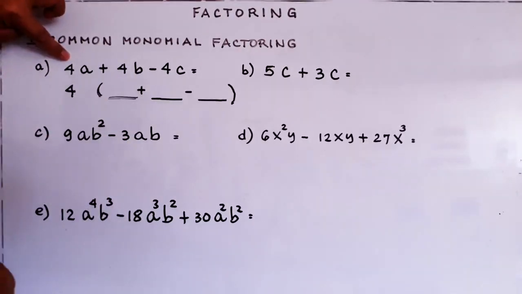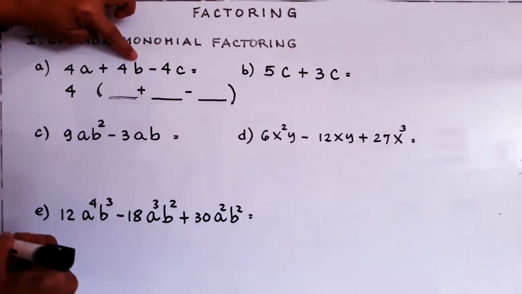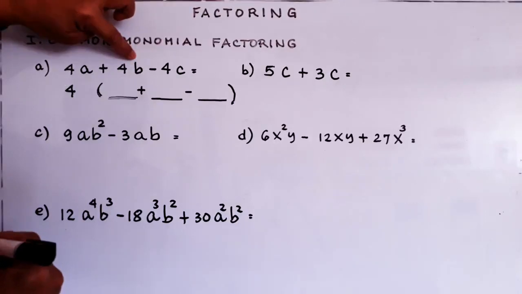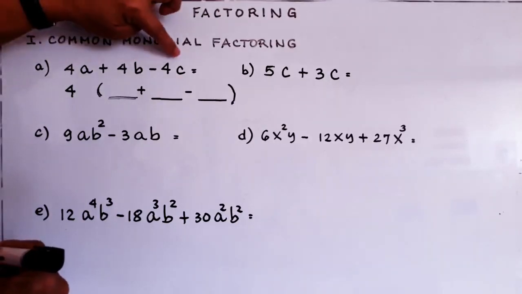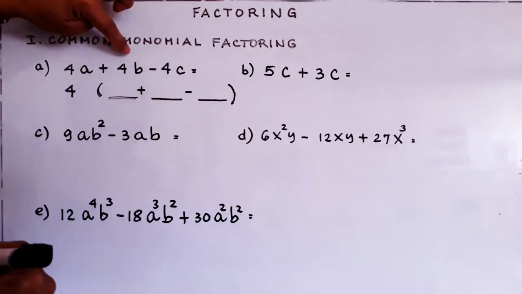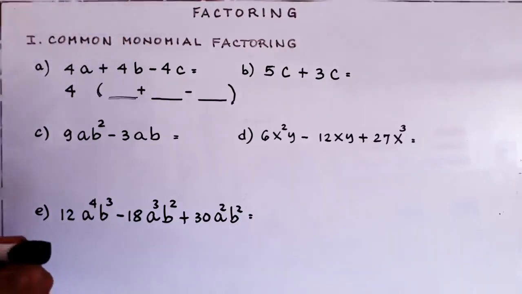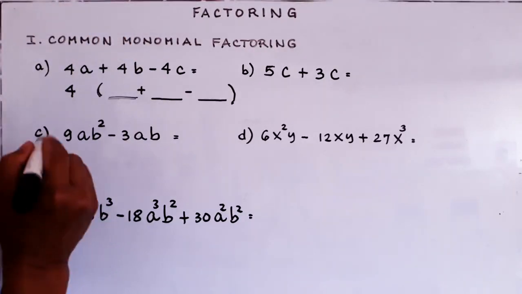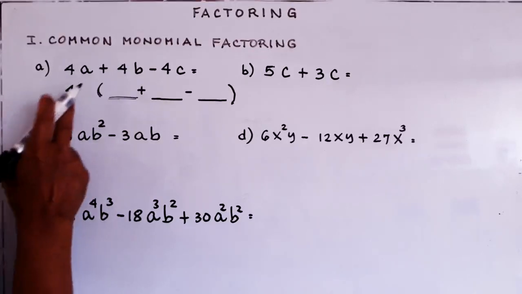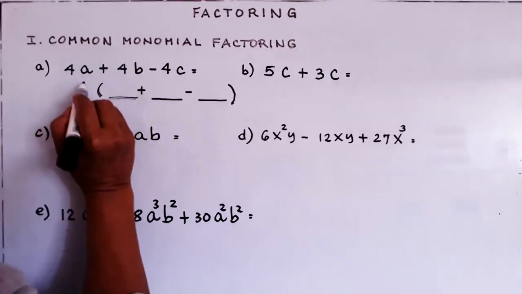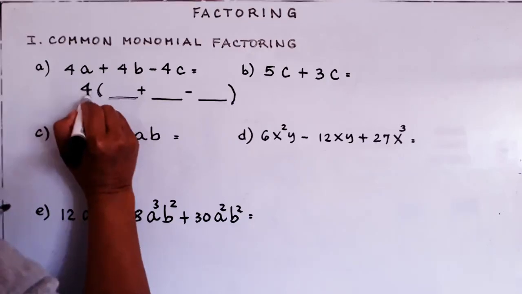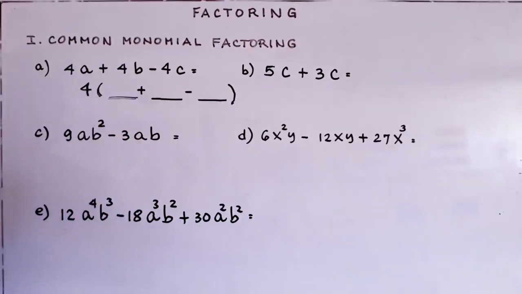What about the letters? We have A here, but we don't have A there. We have B here, but we don't have the B here or there. We have C here, but we don't have the C here and here. So for the letters, we don't have any common letters. So our only HCF is 4. So I'm just going to write here the parenthesis. So 4. Now we divide.